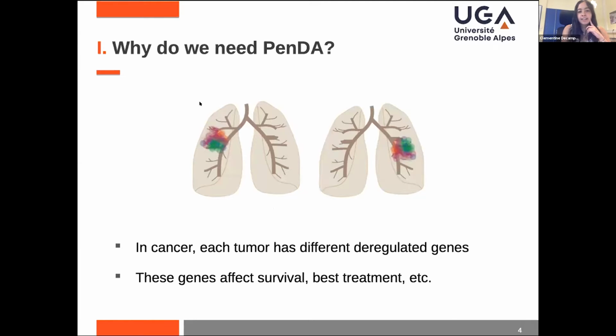So here, I will take the example of cancer. So in cancer, each tumor is different and has different deregulated genes. And this heterogeneity is important to study because these genes are linked with the survival rate, the response to treatment, etc.